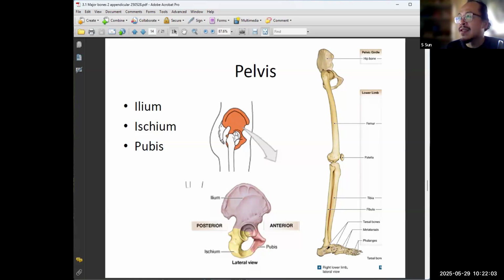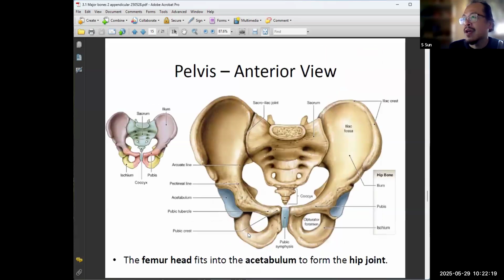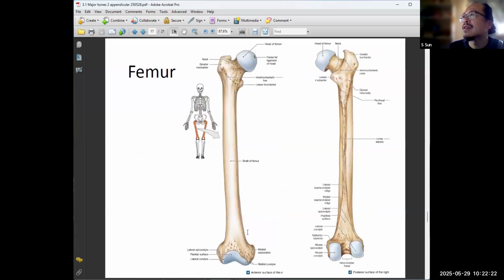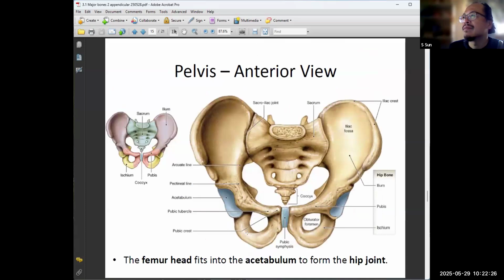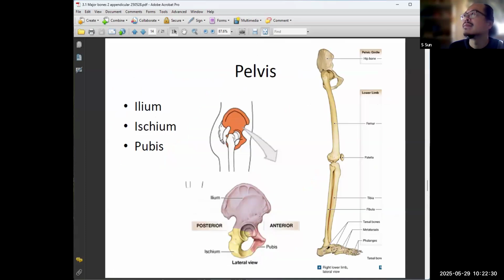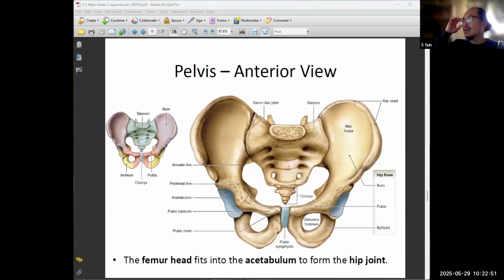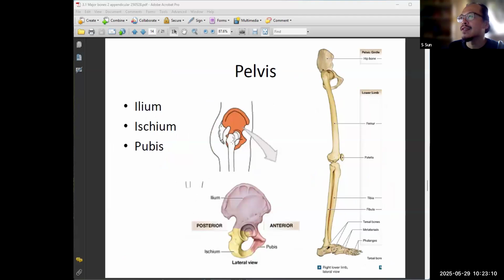Another thing is that here is the socket for your femur head to fit into. We need to know there's a socket here, and we will later learn the name of this socket. I hope we talk about it. Okay, yes, I think we do. So that's right here. This is called the acetabulum. This socket is for the femur head to fit into. So those are the two things you need to know.